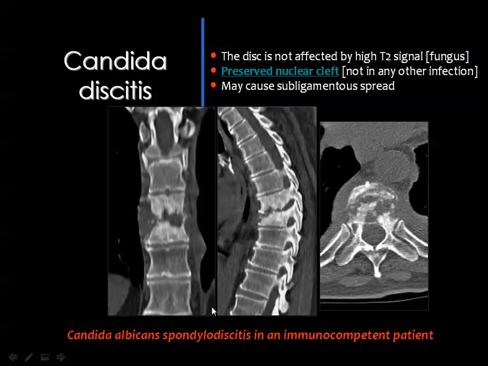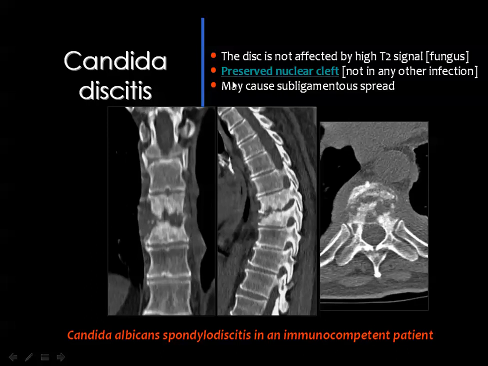Then here, if you look in, you can see some erosive changes in the vertebral end plates, narrowing of the intervening disc, and a good amount of pre- and paravertebral inflammatory granulation tissue, which cannot be differentiated from biogenic or tuberculous osteomyelitis or spondylodiscitis.